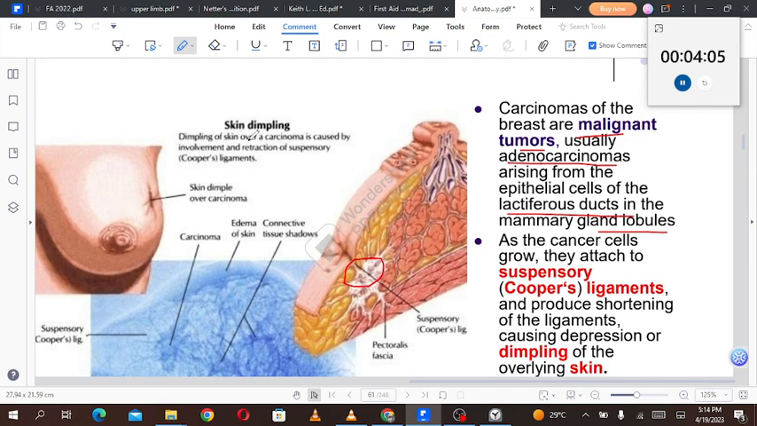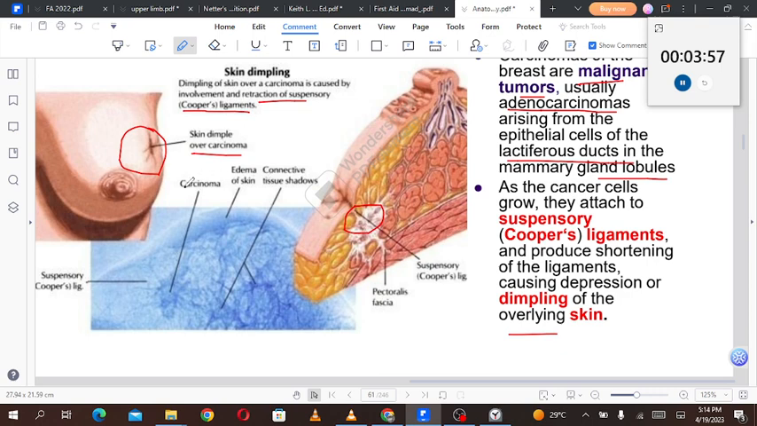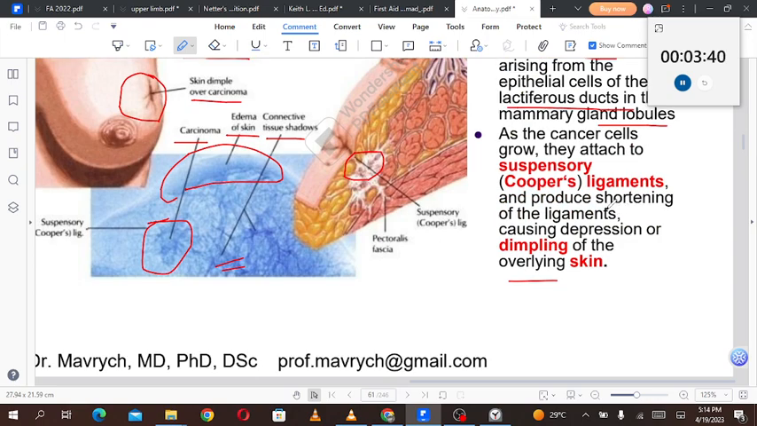This is skin dimpling. Dimpling of the skin over a carcinoma is caused by involvement and retraction of the suspensory Cooper's ligament. Here is a skin dimple of a carcinoma, and there is a carcinoma over here. This is the edema in the skin and connective tissue. Edema in the skin is depicted in this picture, and then connective tissue shadows are like that, and the suspensory Cooper's ligament is also involved by this tumorous mass.